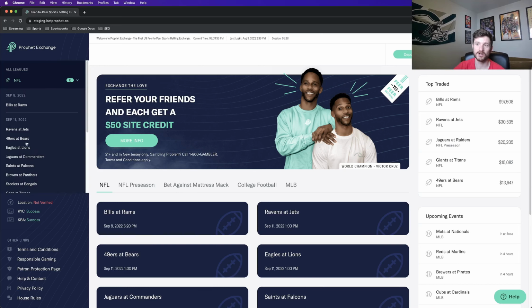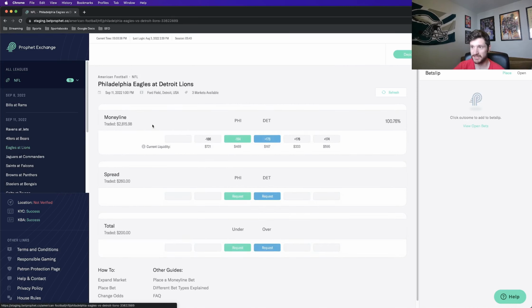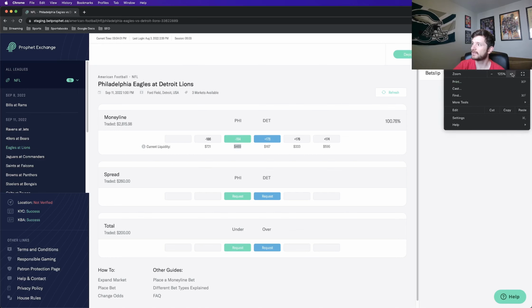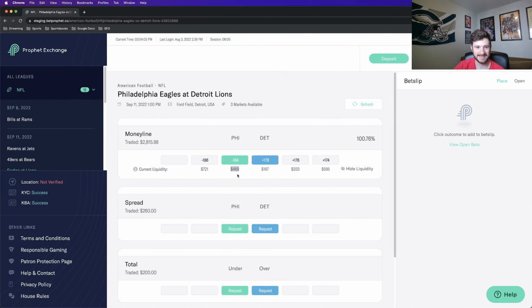So setting your own totals and spreads, it's pretty easy. Right now I have up, being a little bit of a homer here, the Eagles versus Lions game. So we see there is some current liquidity available for the money line. If you're unfamiliar with what this means, I would recommend checking out previous videos. But basically this means that there is $469 available to be bet on the Eagles money line at minus 184, and there's $167 available to be bet on the Lions money line at plus 178.